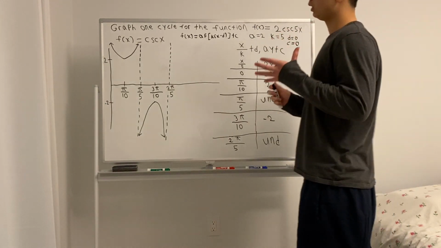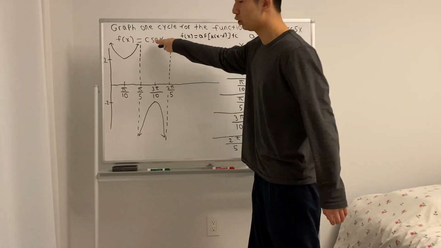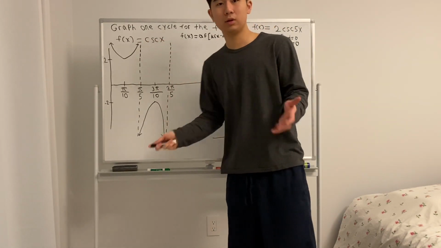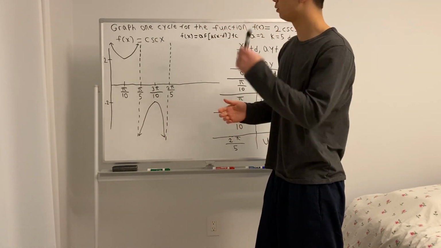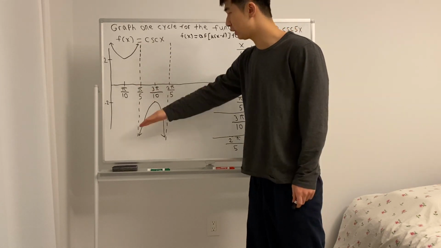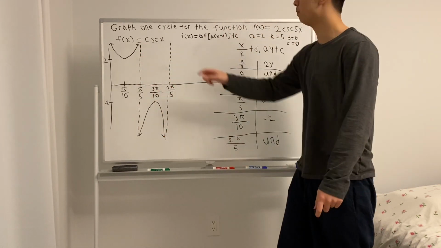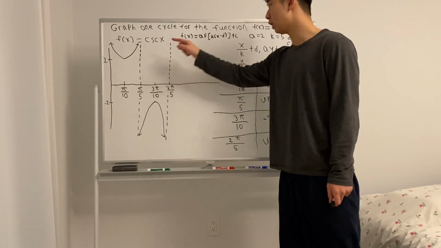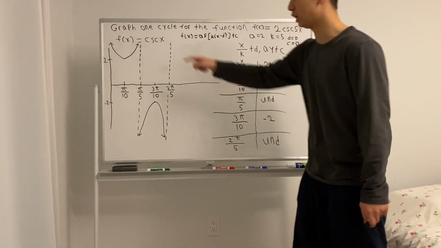So if you don't know what the parent function looks like, if you don't know what cosecant x looks like, I did make a video on how it looks and why it looks the way it does, so go watch that video if you don't know why the function looks like this. But yeah, this is what the function looks like. So I have graphed one cycle for this function, so if you plug this equation into Desmos, you will get the same thing.